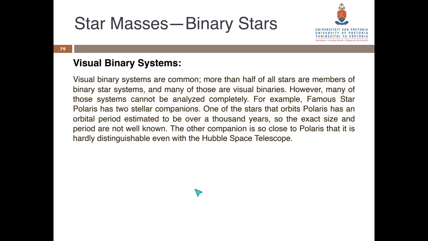For example, the famous star Polaris has two stellar companions. One of the stars that orbits Polaris has an orbital period estimated to be over 1,000 years, so the exact size and period are not well known. The other companion is so close to Polaris that it is hardly distinguishable even with the Hubble Space Telescope.